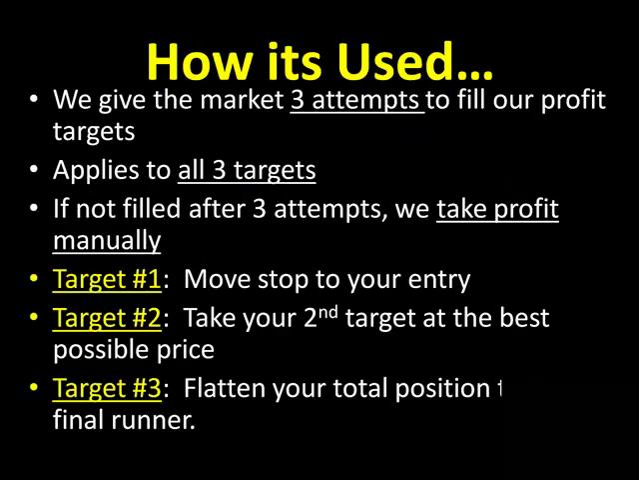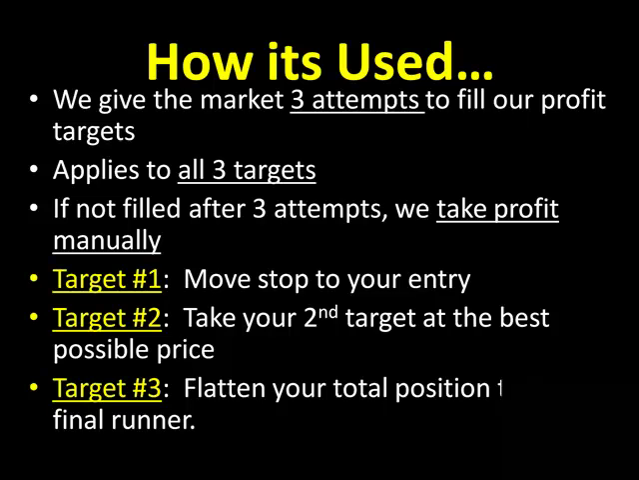How is the 3-strike rule used? I'm going to give each market 3 attempts to fill our profit target. Whether it be the first target, the second target, or the third target, I'm going to give the market 3 attempts, 3 strikes. So it applies to all 3 targets. If after 3 attempts we do not see that target filled, we've all seen it happen: price trades up into our first target and then backs off. It goes back up into our first target, doesn't fill you, trades into it, then backs off. Well, the third time it does that, if it doesn't fill my order for that first target, I'm going to manually take profit accordingly.